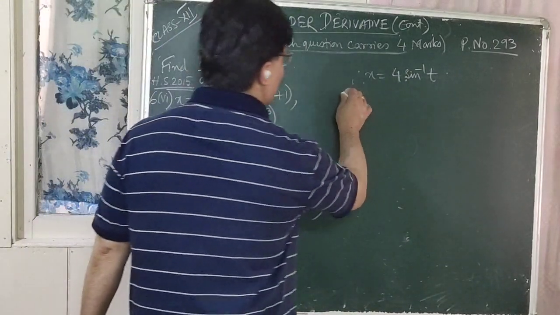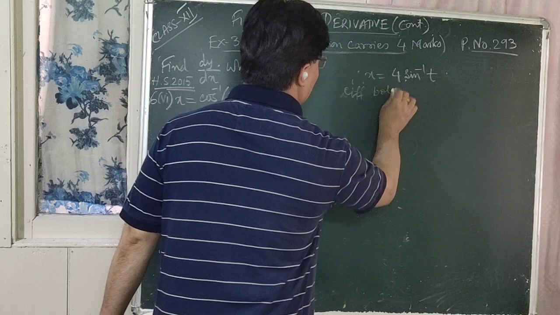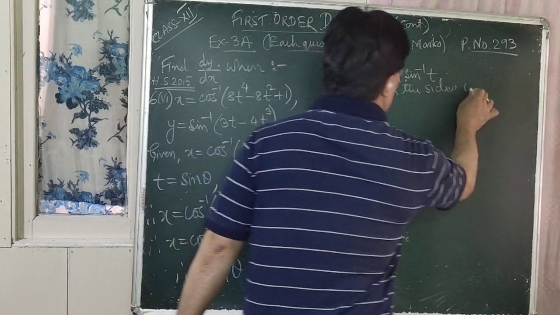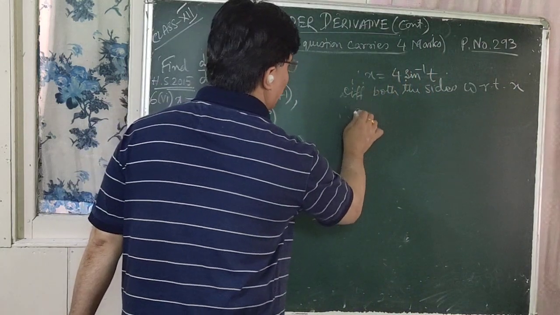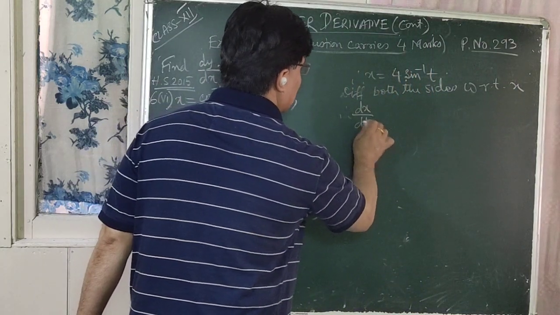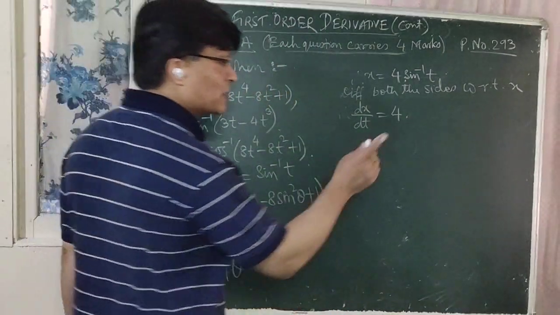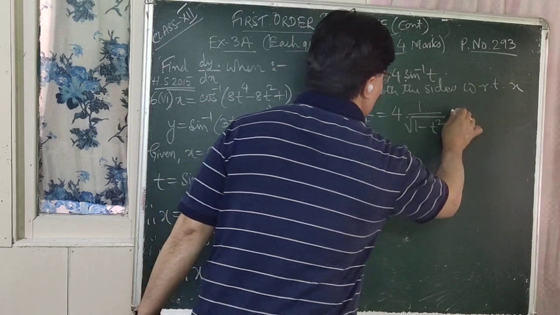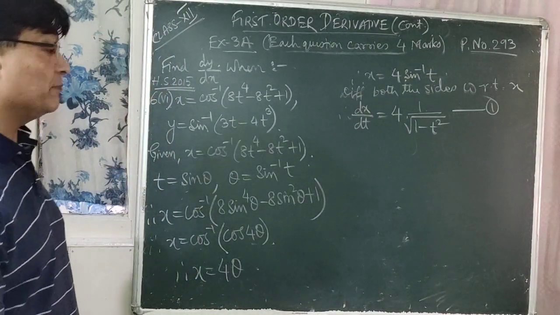So now, write down, differentiating both the sides with respect to t. Therefore dx by dt is equal to 4, which is a constant, kept as it is. What is the differentiation of sine inverse t? You know that it is 1 upon root over 1 minus t squared. That is number 1. Is that clear? That is your dx by dt.